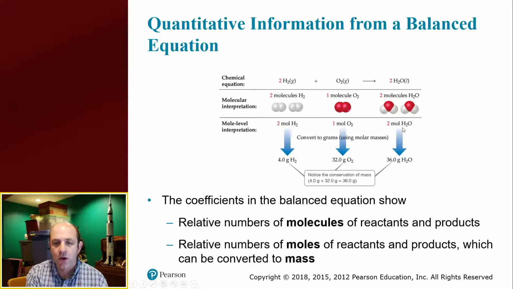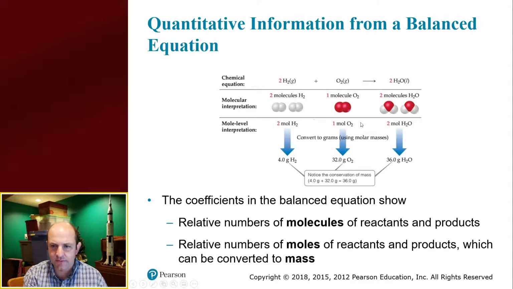It could be 2, 1 to 2. Or what we really want is, it's saying that for every 2 whatever of hydrogen, there's 1 unit of oxygen, and that will give us 2 units of water. All right, so it's either moles or molecules.